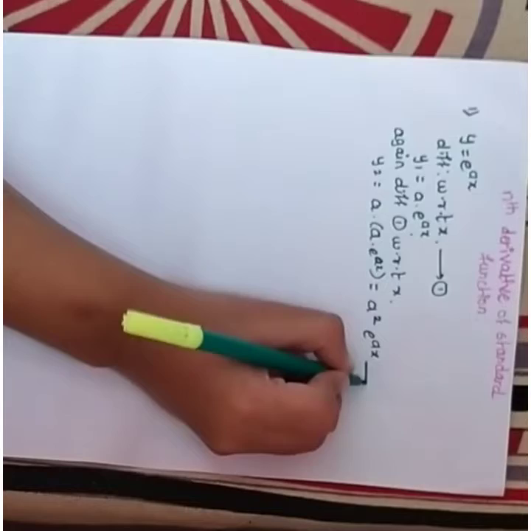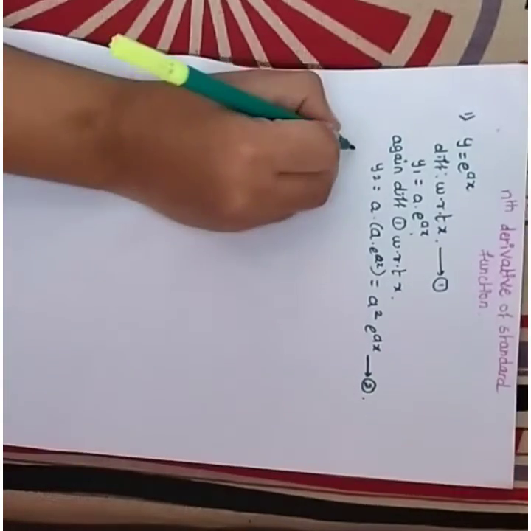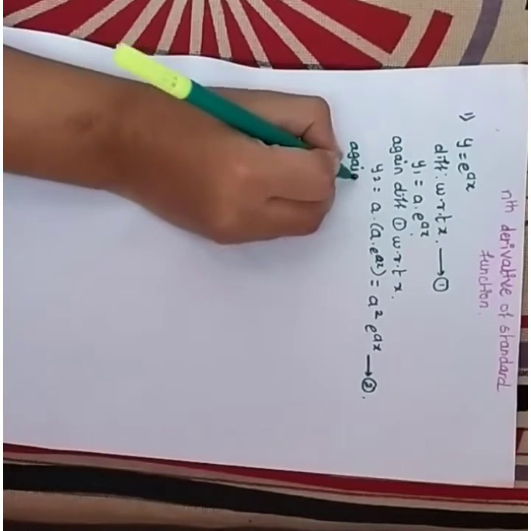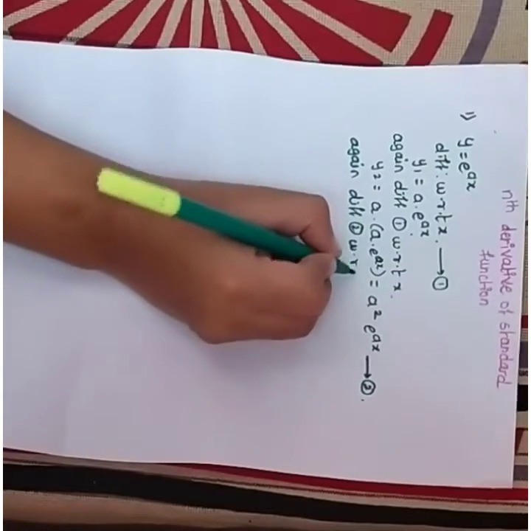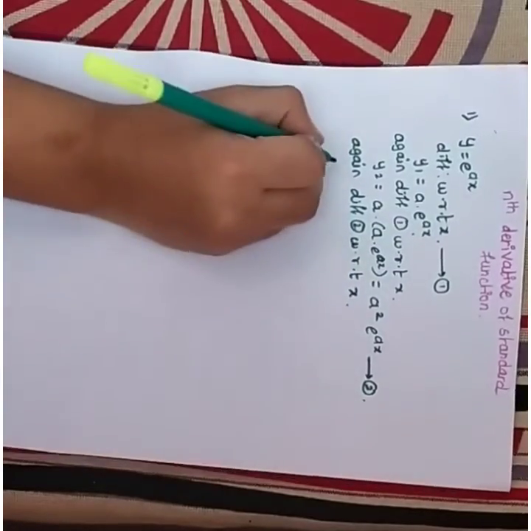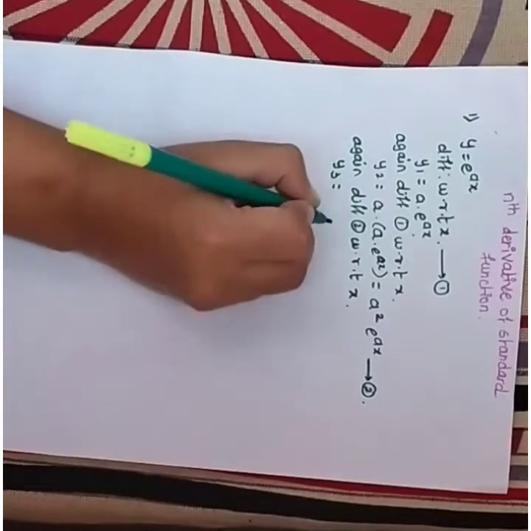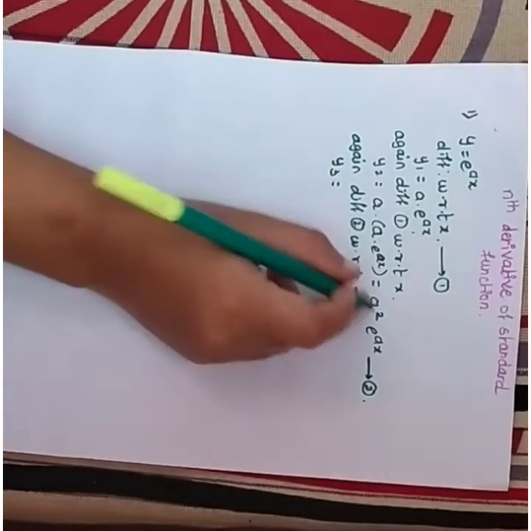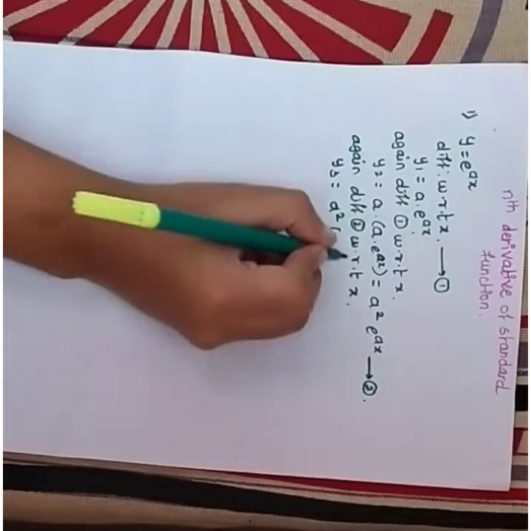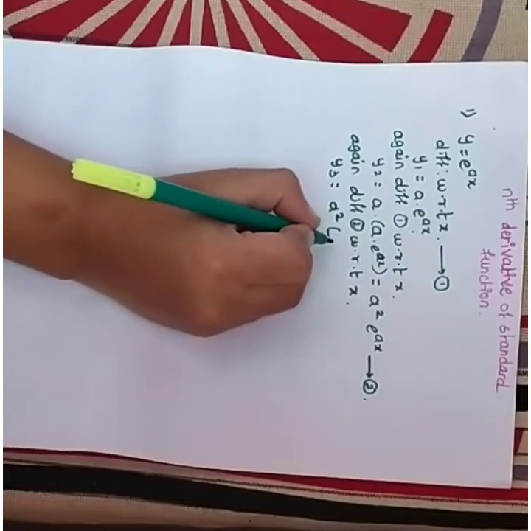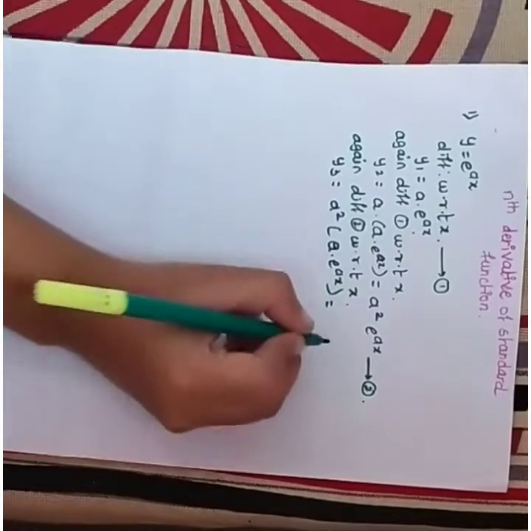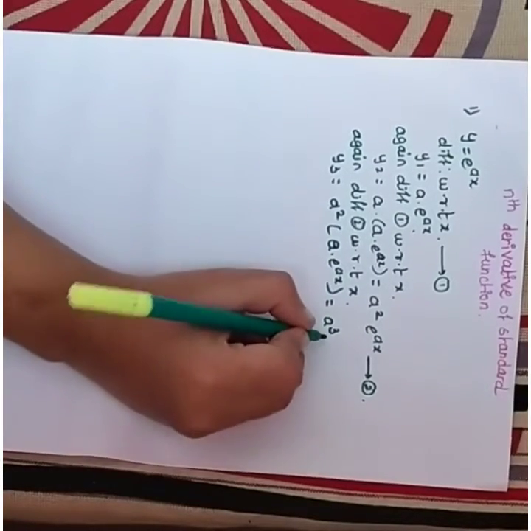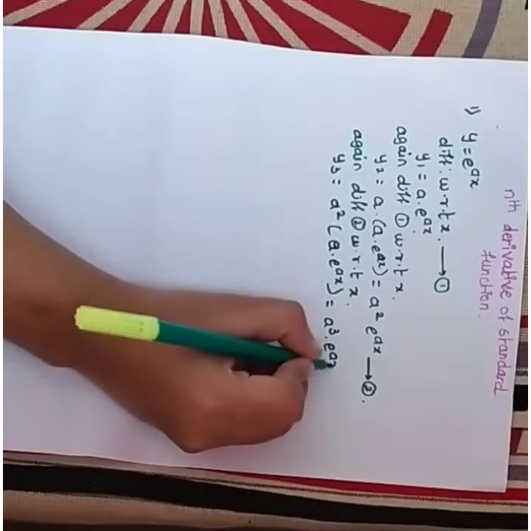Again we will name it as y2, and again we will differentiate y2 with respect to x. Then we'll get y3 is equal to, we'll keep this a square as it is, and the differentiation of e raised to ax is again a into e raised to ax. Then our answer will be a cube into e raised to ax.